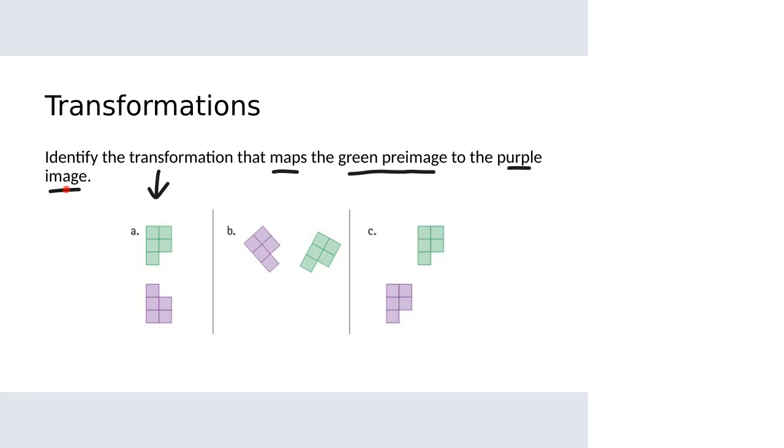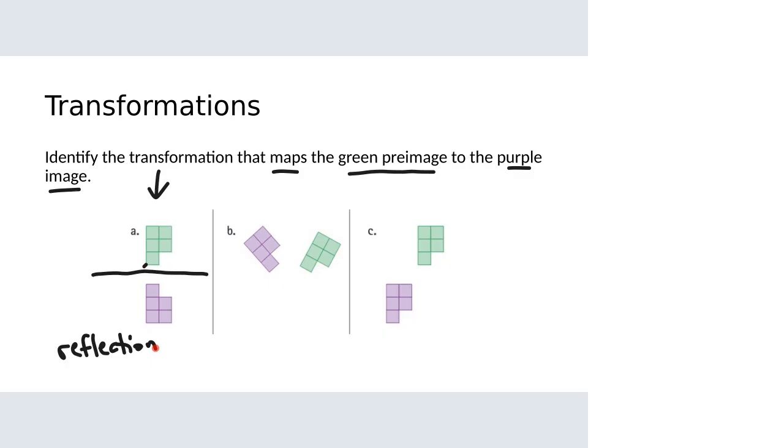Sometimes there's more than one correct answer. So Summer says reflection. And if we put a horizontal line of reflection in here, and we go perpendicular, same distance, perpendicular, same distance, perpendicular, sure enough, a reflection across a horizontal line works perfectly to move that green pre-image to the purple image.